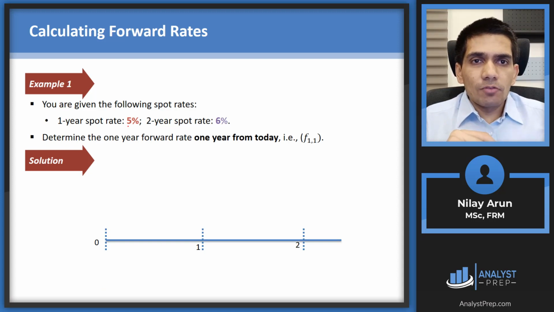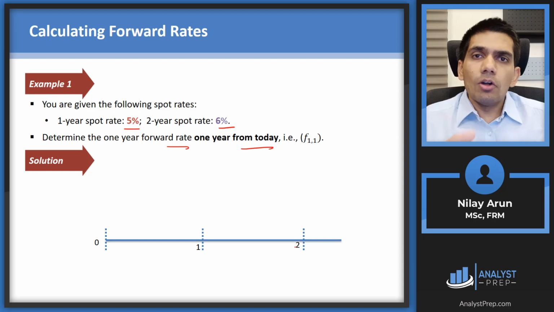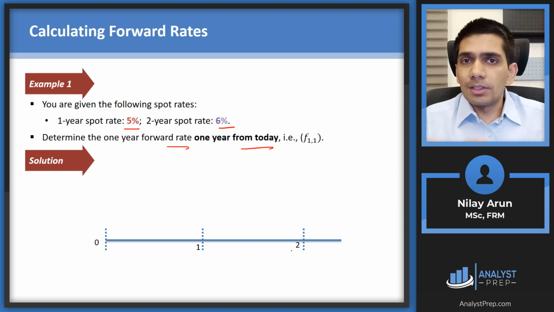So it's the same question which we have: 5% for 1 year, 6% for 2 years, and we need to determine the 1 year forward rate 1 year from today. Now let's look at the timeline. You have 0 here, 1 here, and 2. I'm sure all of you would know how to draw the timeline by now.